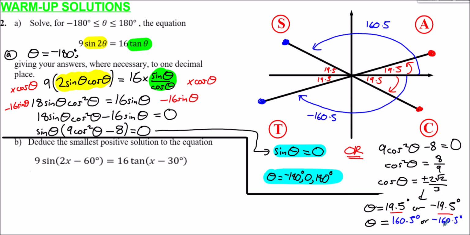could be minus 160.5. In fact, I'll get the red line ready so I can underline my answer. So it could be minus 160.5 degrees. Could be minus 19.5 as well. Could be 0. Could be positive 19.5. Could be positive 160.5. And finally, because we're up to 180 inclusive, it could also be 180 degrees too.